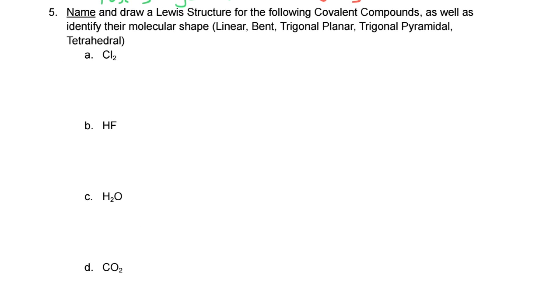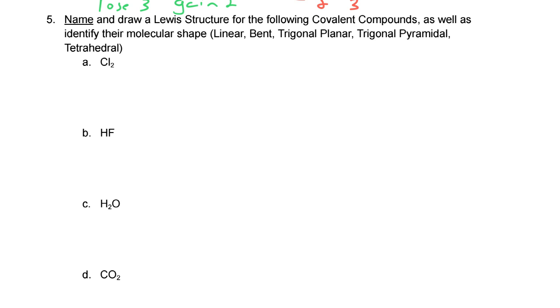Name and draw Lewis structure for the following covalent compounds, as well as identify their molecular shape. So Cl2. This we would just call chlorine. Also fine would be dichlorine. When it's just a single atom like this, it's okay to just call it chlorine. And we would understand that it has to be a Cl2 so that they can share 1 electron and both get up to an octet.